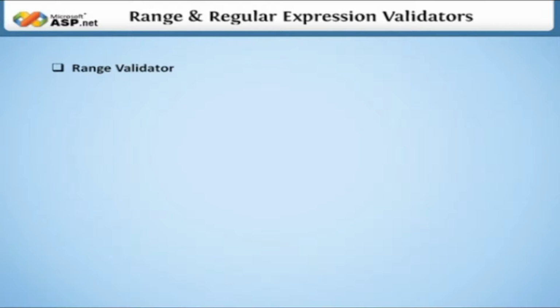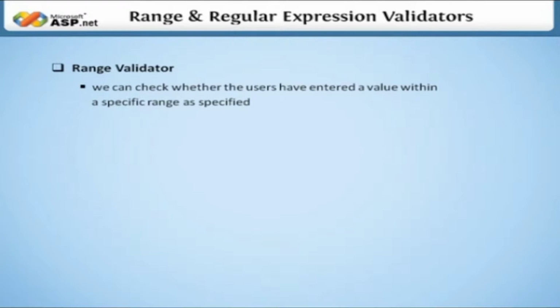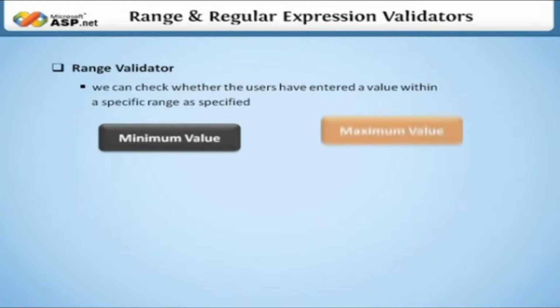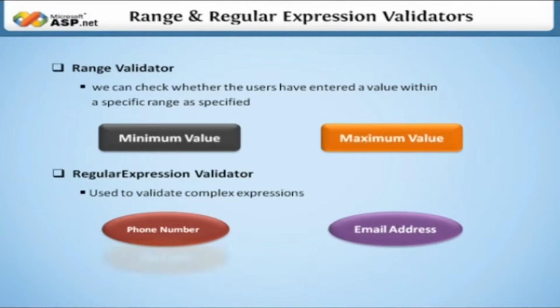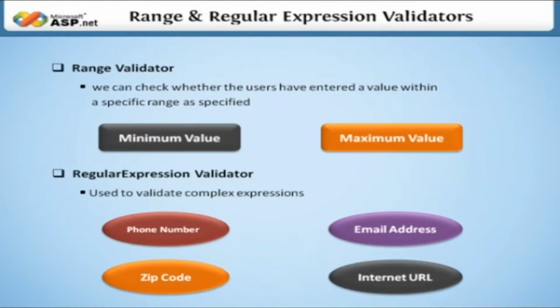With the help of Range Validator control, we can check whether the users have entered a value within a specific range as specified. We can specify the range values using minimum value and maximum value properties. Regular Expression Validator is used to validate complex expressions. The expressions which are validated by this control are phone number, email address, zip code, and internet URL. Now let's discuss these two controls with examples.